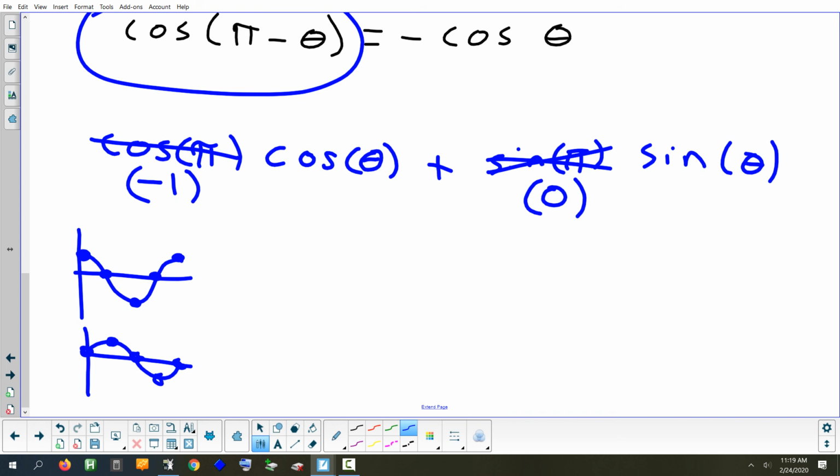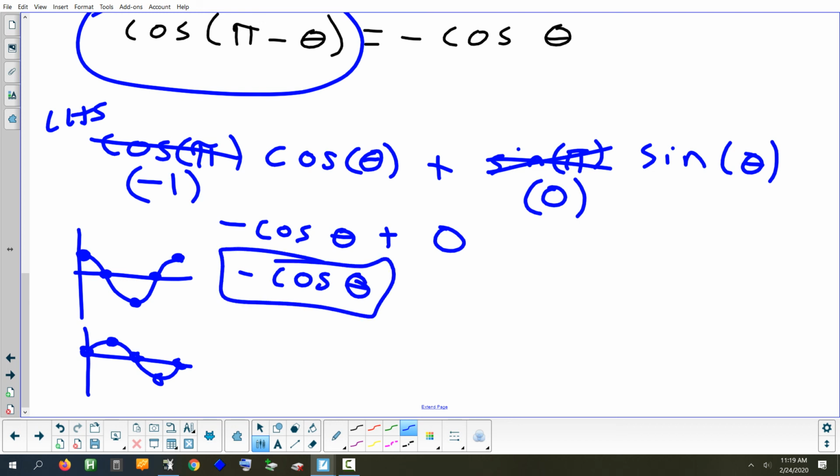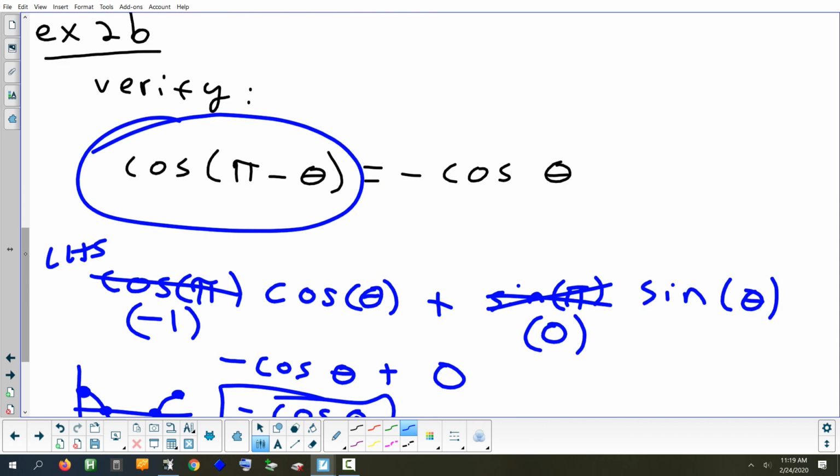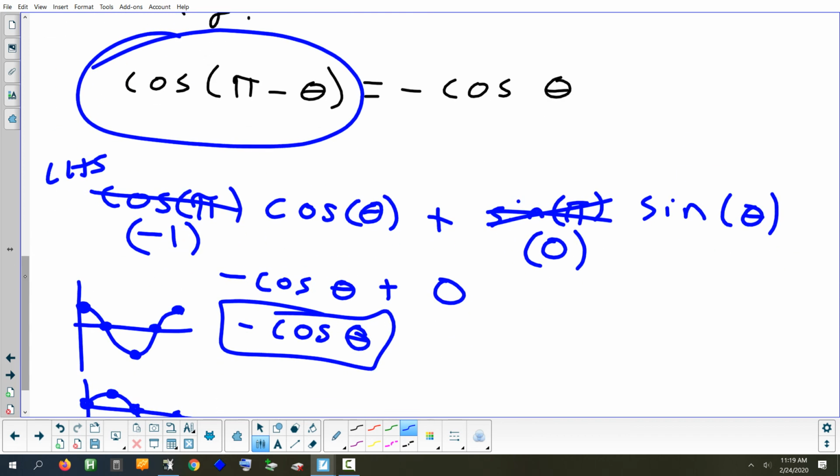And Eric, what's -1 times cosine? Negative cosine plus. Chris, what's 0 times sine? 0. Negative cosine plus 0 is negative cosine. So we just proved that the left-hand side is negative cosine. That's exactly what was on the right. On the test, you'll probably have 2 problems just like that. I'll give you something on the left and have you prove that it's what's on the right.